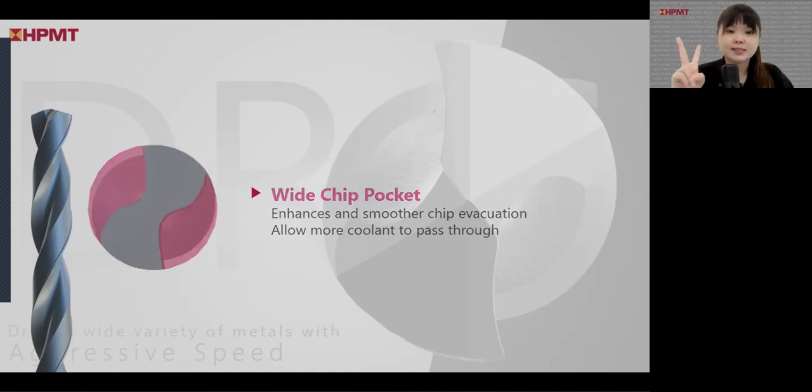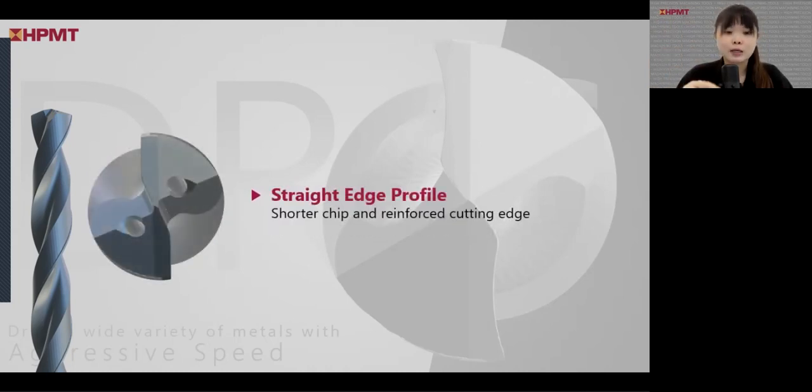Next, we have the second key main feature, in which for our DRS, we make the flank side have a straight edge profile. This straight edge profile is what we highlight in purple for your reference. With this straight edge profile, when it attempts the cutting process, it will have a shorter chip. Also, it will reinforce the cutting edge, so it won't be that easy to chip.